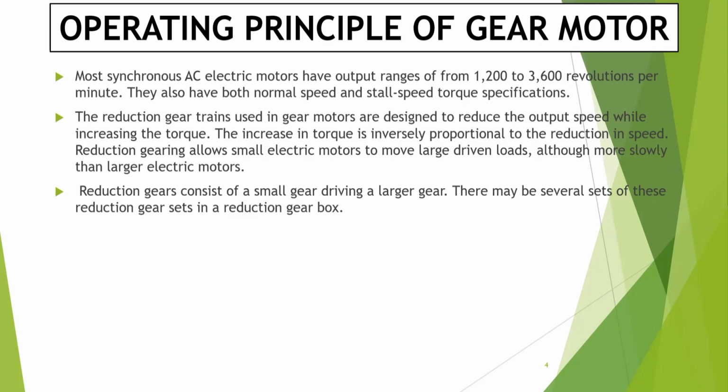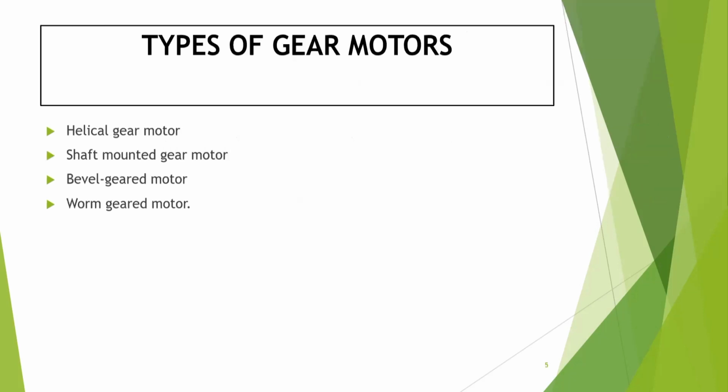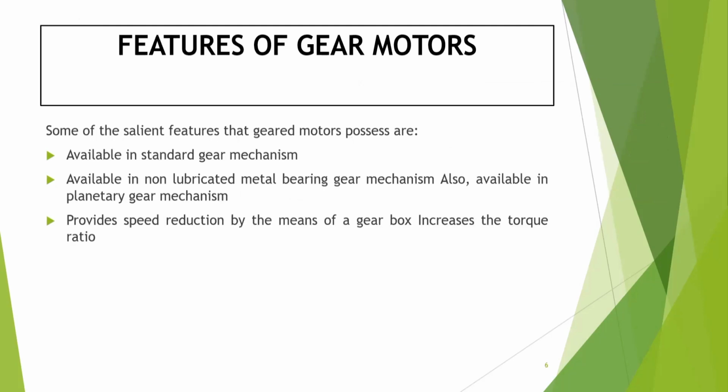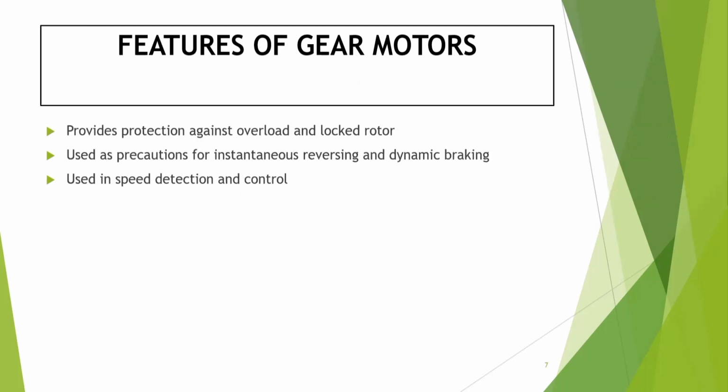As soon as the torque increases, the speed will go down. So reduction gearing allows a small electric motor to move large driven loads. Reduction gear: a small gear driving a large gear, several sets of reduction gears and a reduction box. There are three different types of gear motors, or a mixture, because bevel and worm are basically one, but if you classify, then it can be four: helical, shaft, bevel, and worm. They are available in a non-lubricated metal gear mechanism, so there is no requirement of lubrication, and they can provide speed reduction anytime by providing a gear. So these are the features.